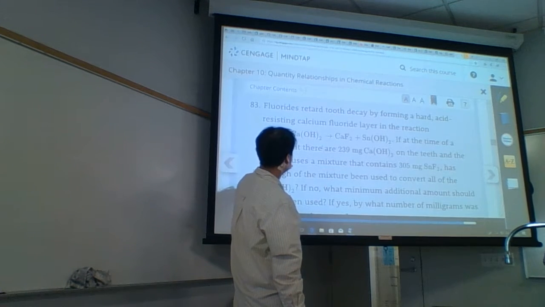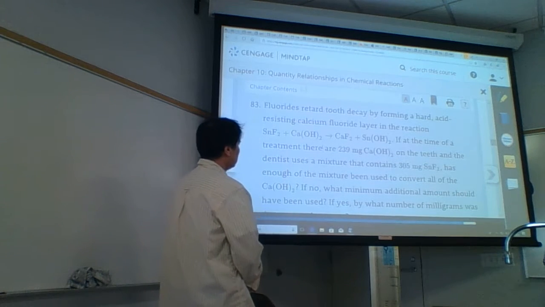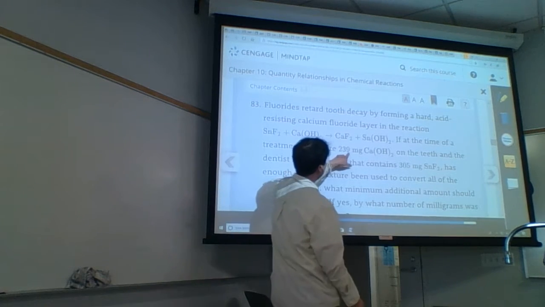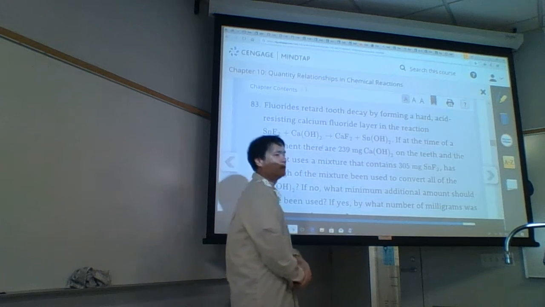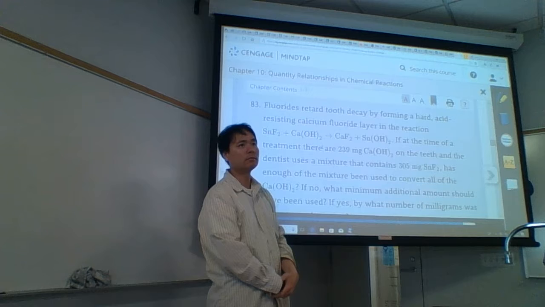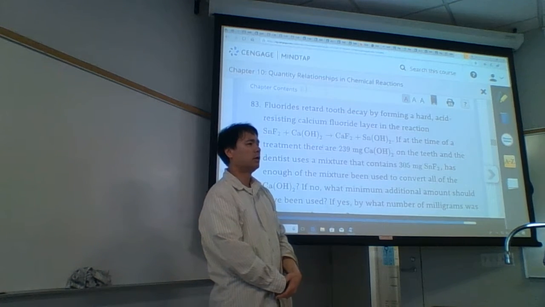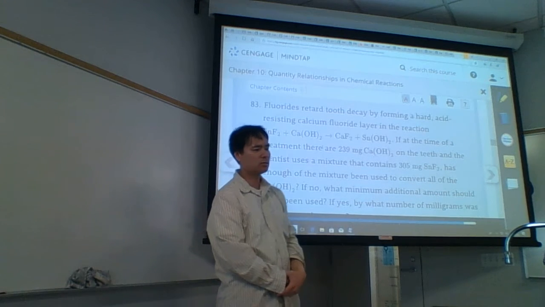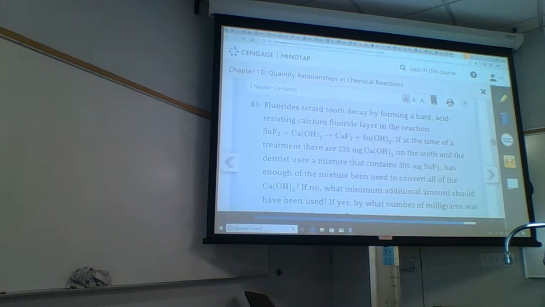If at the time of treatment there are 239 milligrams of calcium hydroxide on the teeth, the dentist uses a mixture that contains 355 milligrams of tin 2 fluoride. So we're given the amount of calcium hydroxide, and we're given the amount of tin 2 fluoride. This is what type of problem? This is a limiting reagent problem. We use which method? The smaller amount method. Actually, I think we went over this because the book did not use the smaller amount method. What did the book use?